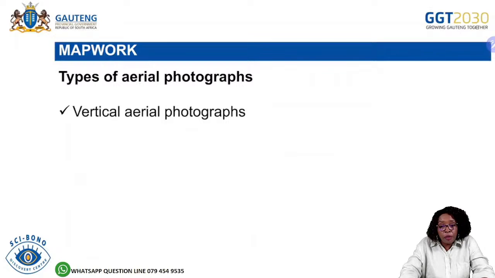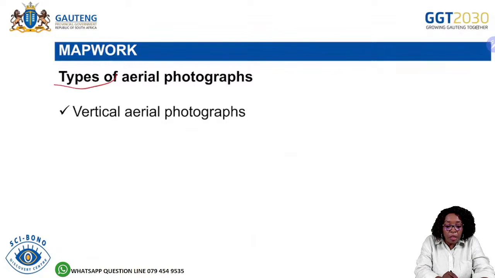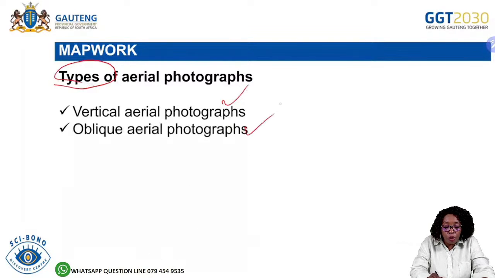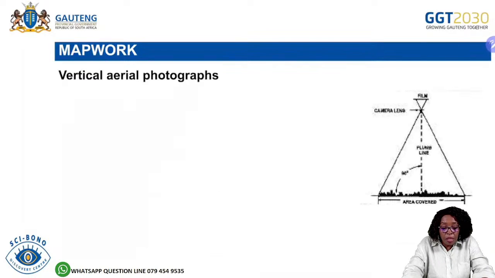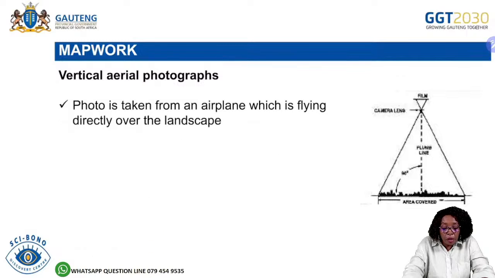Types of aerial photographs. We are now looking at the different types of aerial photograph. We have number 1, the vertical aerial photograph, and we also have the oblique aerial photograph, and we are also going to look at the horizontal photographs. So let's look at the difference between these 3 aerial photographs.